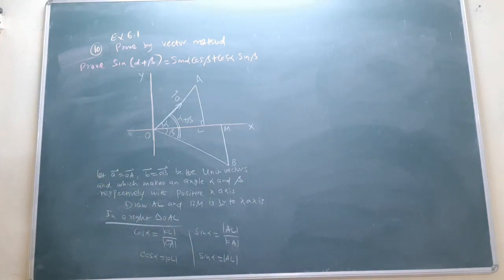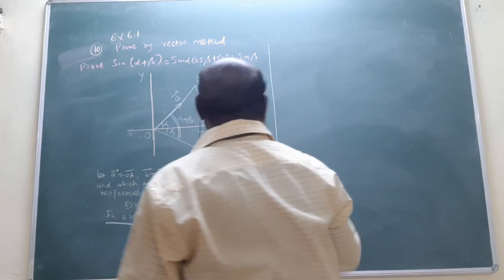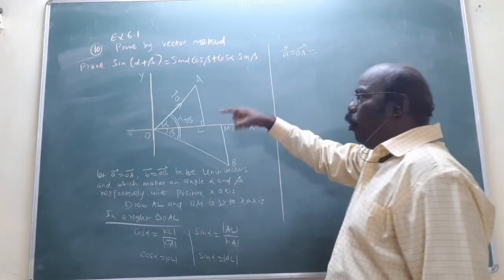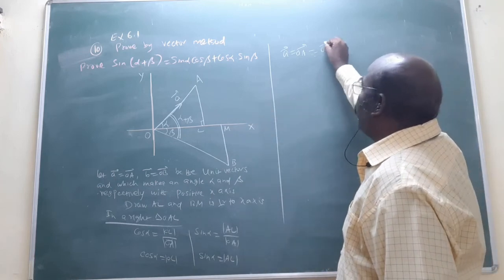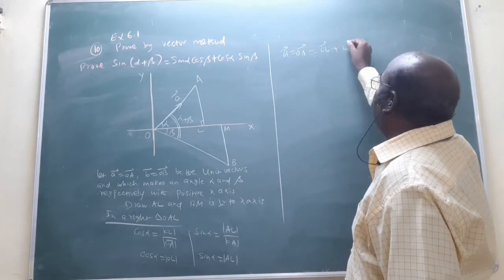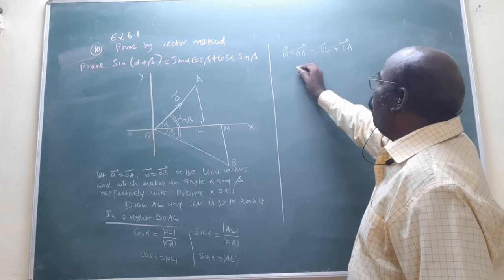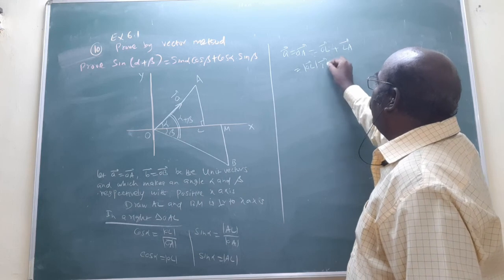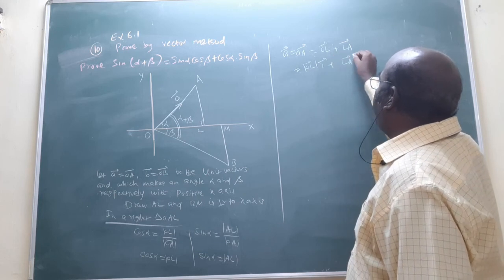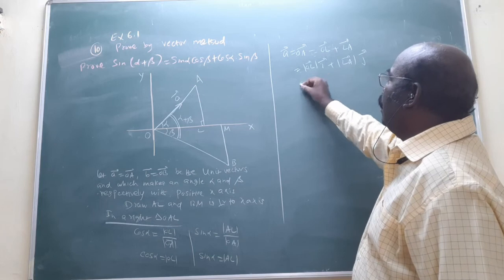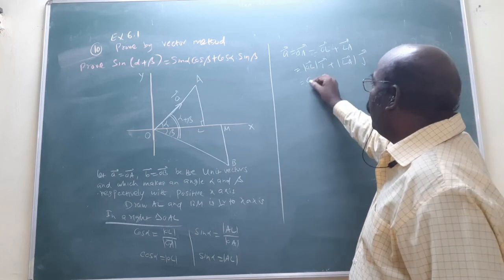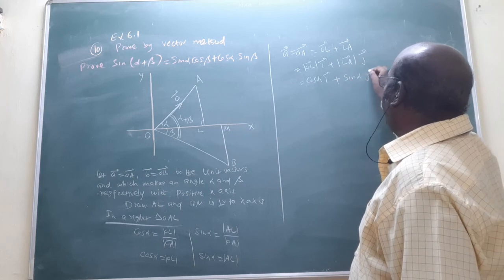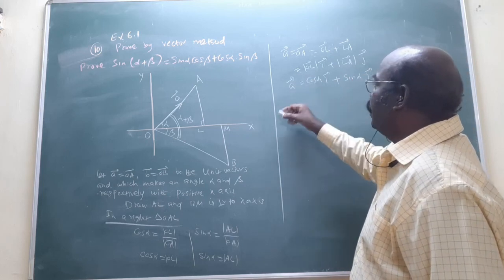Then to find the A vector: the A vector equals the OA vector, which we can write as the OL vector plus the LA vector, equal to modulus of OL into the I vector plus modulus of LA into the J vector. Now this is cos alpha into I plus sin alpha into J. This is the first answer.